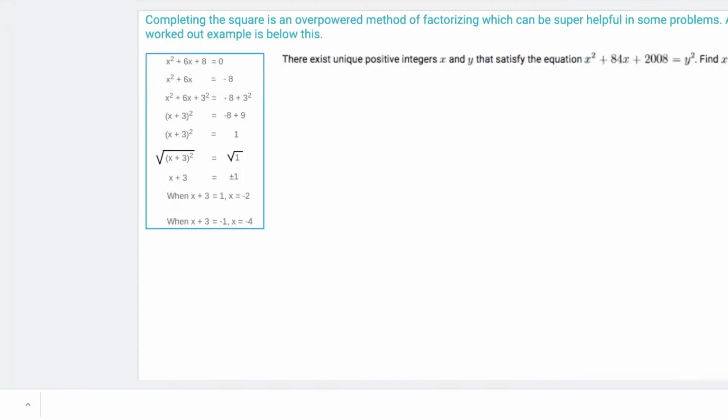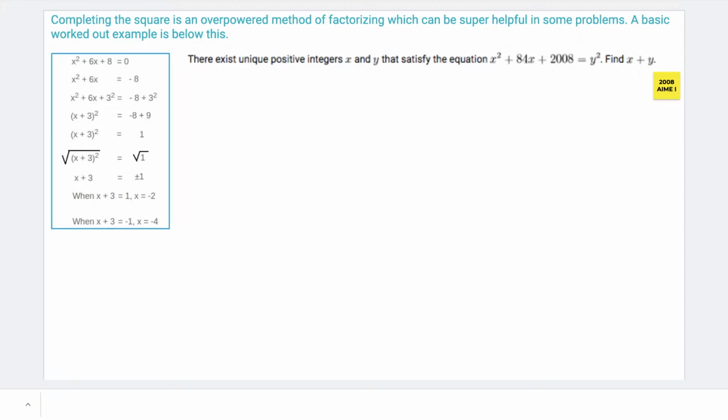So now our next topic is completing the square, which is an overpowered method of factorizing, which can be very helpful in some problems. A basic worked out example is below this. So to factor this, you take the term which has no variable in it, and you isolate it to one side. So we did this here. After that, you want to find a term such that, you know you're going to square this, right? You want a term such that 2 times this number times x brings in 6x. And clearly 3 is the only thing that makes 2 times 3 times x as 6x.